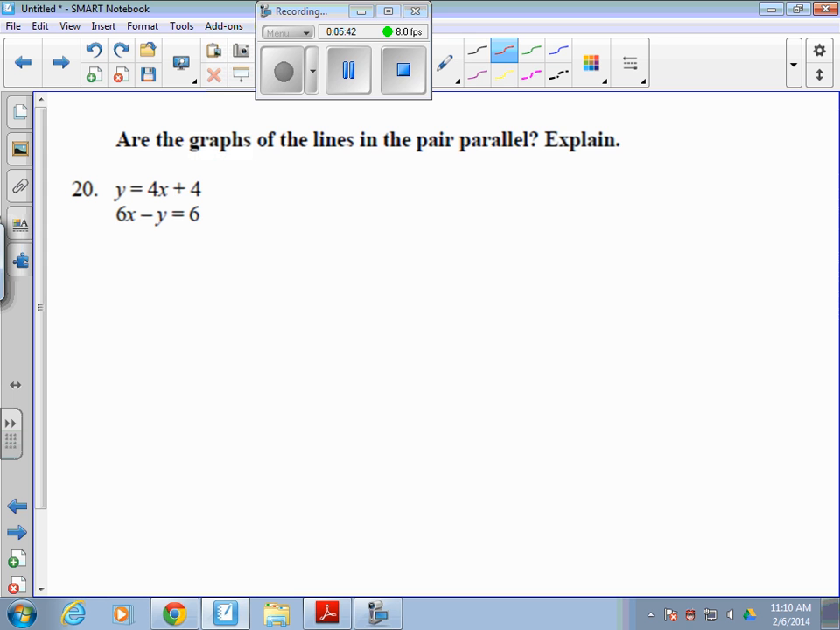Are they parallel? Explain why or why not. Parallel lines have the same slope. We can see the slope of the first equation. It's 4. That means if they're parallel lines, it has to have the same slope. So we have to move that second equation around where we can see it.